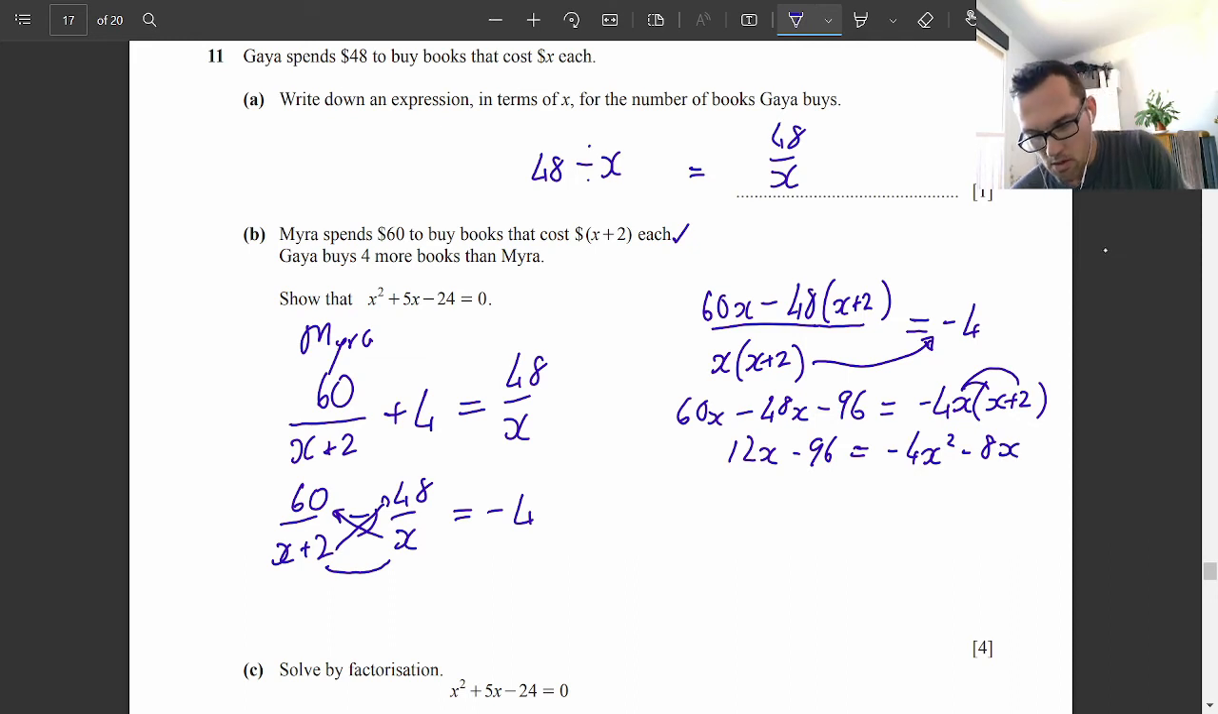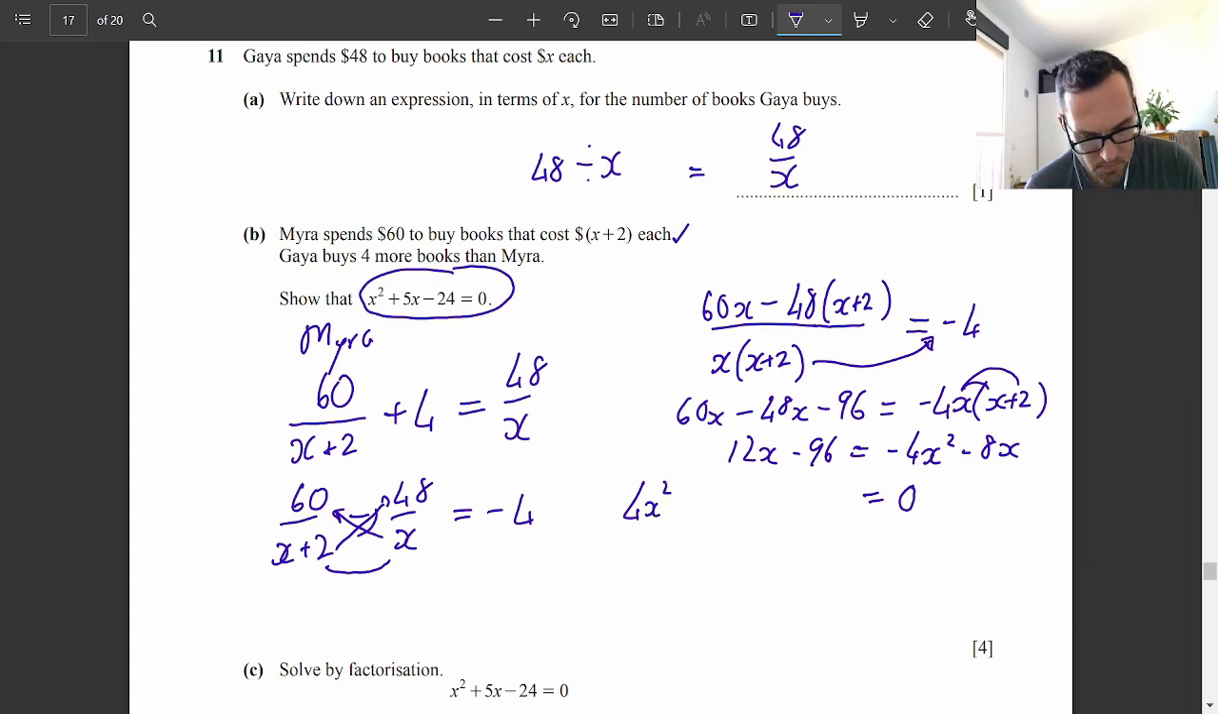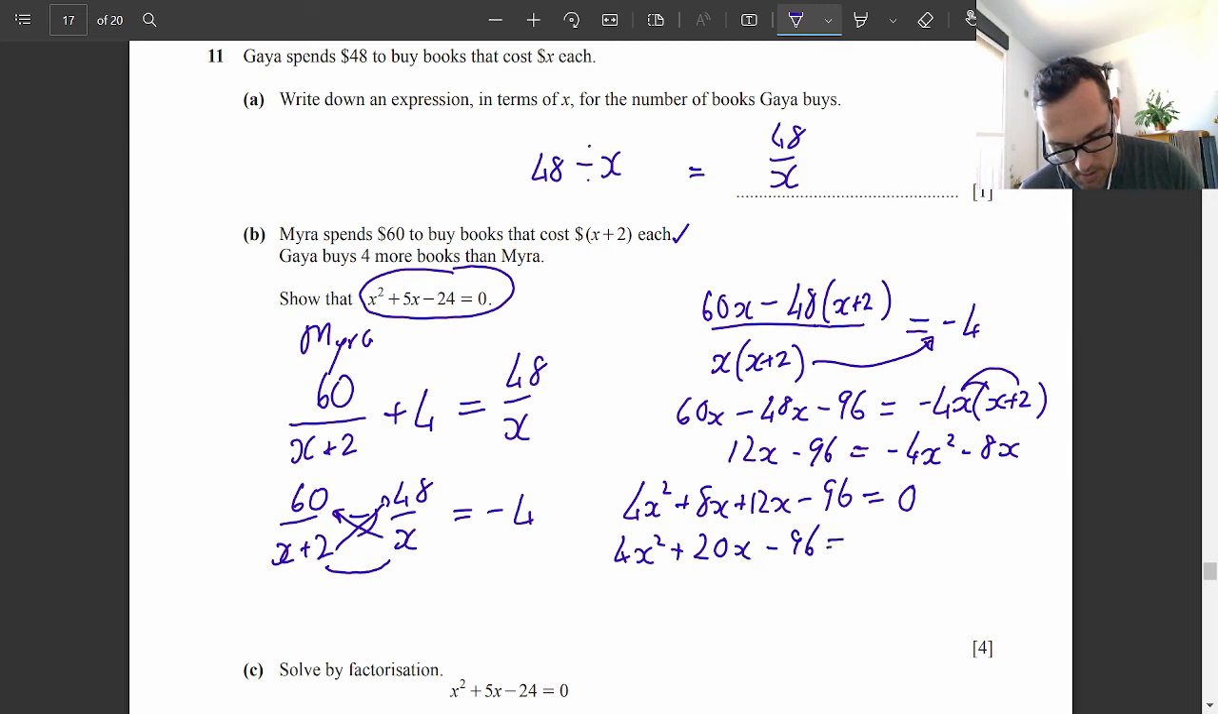Now, let's go back to what we're aiming for. We're aiming for X squared plus 5X minus 24. So I want to move everything to the left hand side to have it all equal to 0. So the minus 4X squared can be 4X squared. The minus 8X becomes plus 8X. There was already a 12X and a -96. Let's simplify that. The 4X squared stays the same. 8X plus 12X is 20X. Subtract 96.